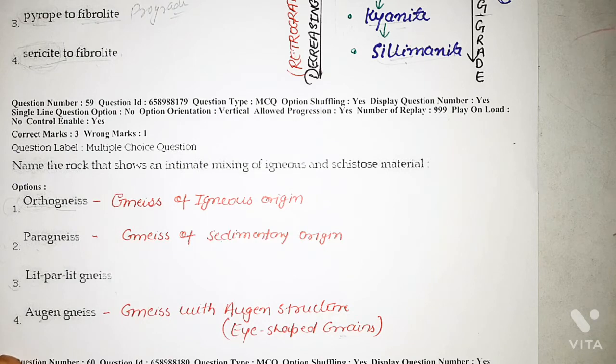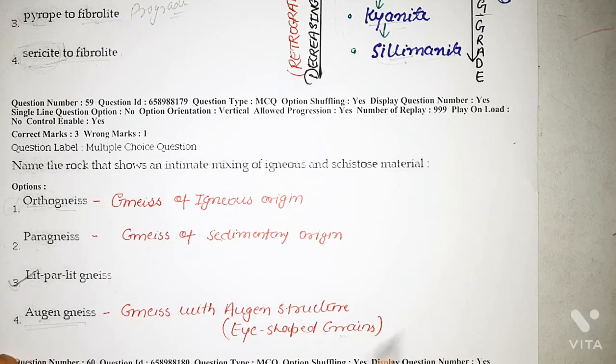Lit-par-lit gneisses are injection gneisses, and from injection it is clear that these are formed by intimate mixing. These are injection gneisses in which layered laminae are penetrated by roughly parallel igneous material. The question is also asking about the rock that shows intimate mixing of igneous and schistose material, so from the definition itself, lit-par-lit gneiss will be the correct answer. As far as augen gneiss is concerned, augen gneisses are those gneisses that have augen structure. Augen structure means eye-shaped grains, and these grains are predominantly of feldspar. So augen gneiss is also not the rock that shows an intimate mixing of igneous and schistose material. So the correct answer will be lit-par-lit gneiss.